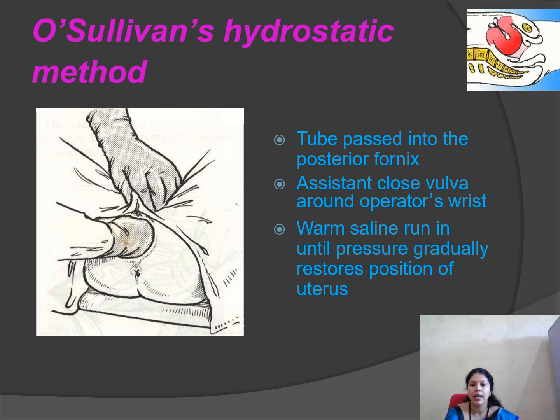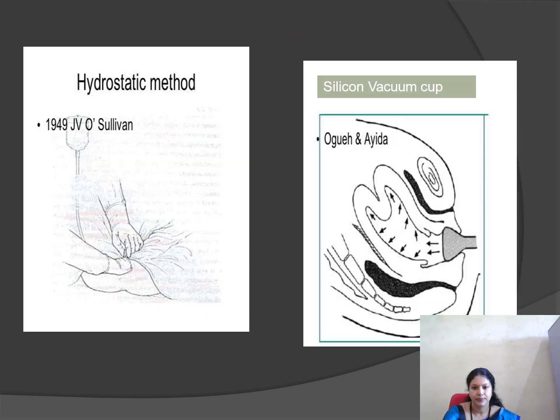And when the amount of solution inside the uterus is increasing, naturally the pressure inside the uterine cavity will increase, and that pressure will restore the position of the uterus, or it will just inflate the uterus like a balloon, or it will help for the upward displacement of the uterus. And for keeping the solution inside, an assistant can cover the vagina. See, here the solution is going and the assistant is covering the vagina in order to prevent the leaking of the fluid. This is the method.